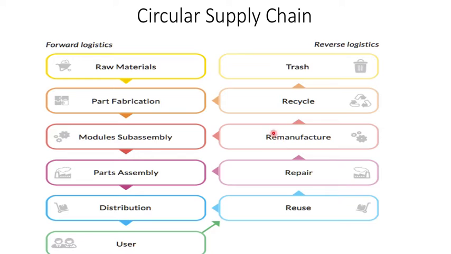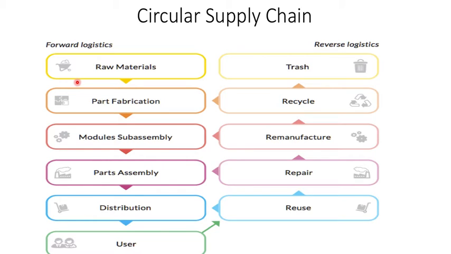So in circular supply chain we have reverse logistic as well, where the main focus is to reuse, repair, remanufacture, or recycle the goods that have been used by the user, or that were purchased by the user or have some problem, and that we are going to take back to the company or the factory with the help of reverse logistic. And when forward logistic and reverse logistic are used together, that is known as circular supply chain. So I will give you an example.